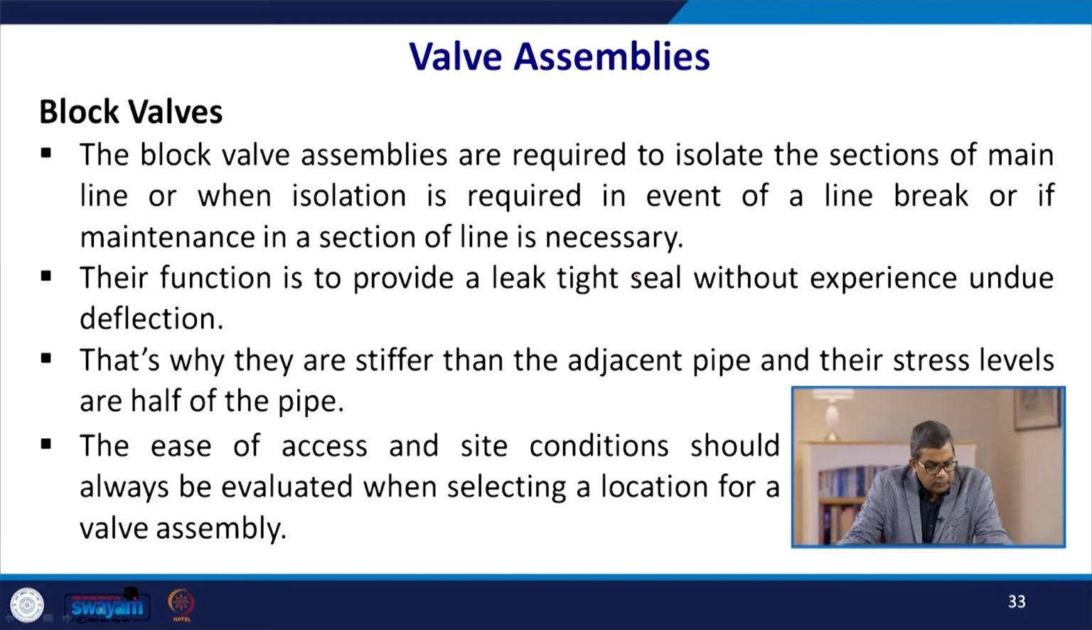Now, let us talk about the valve assemblies. Let us first take up the block valves. The block valve assemblies are required to isolate the sections of main line or when isolation is required in the event of a line break or if maintenance in a section of line is necessary. Their function is to provide a leak tight seal without experiencing undue deflection, and that is why they are stiffer than the adjacent pipe and their stress levels are half of the pipe.